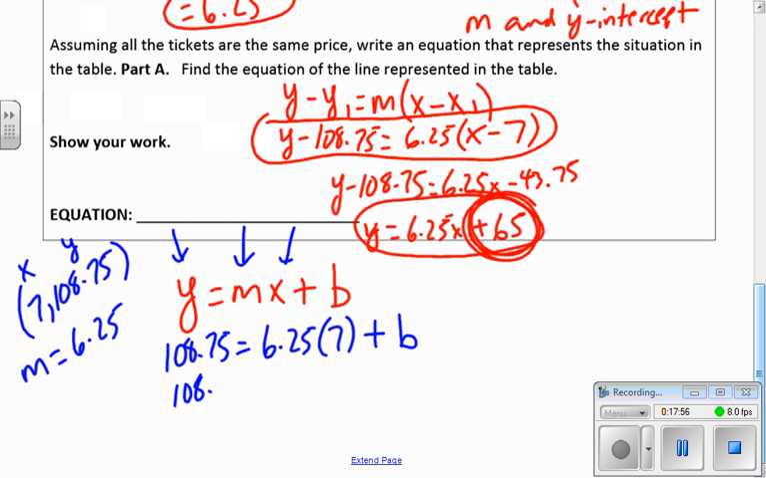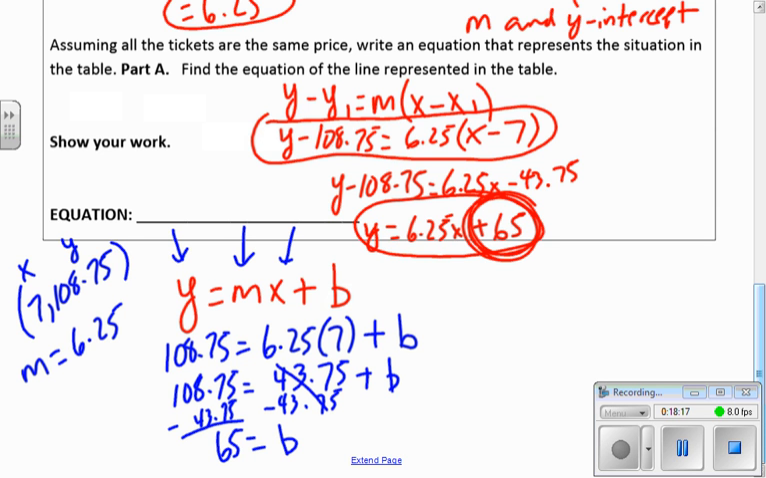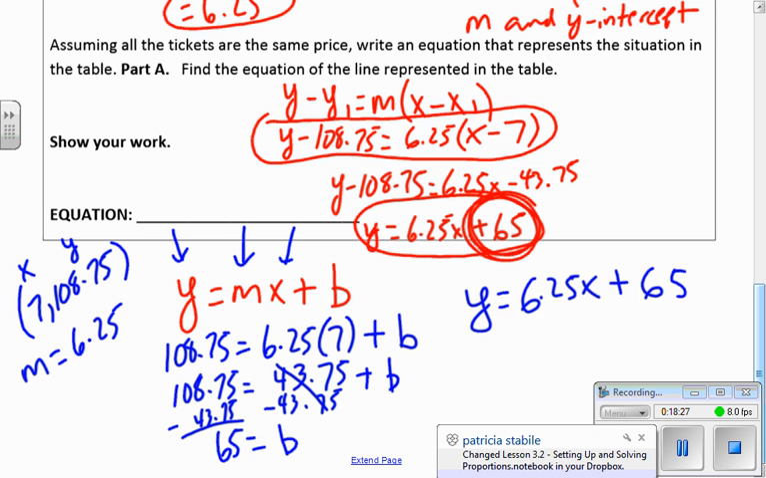So 108.75 equals 43.75 plus b. Now to figure out b, I just have to subtract 43.75 from both sides. And that'll give me 65 equals b. So now I know what the initial value is, and now I can rewrite my equation: y equals 6.25x plus 65. Now I know what b is. So you could do it that way as well.